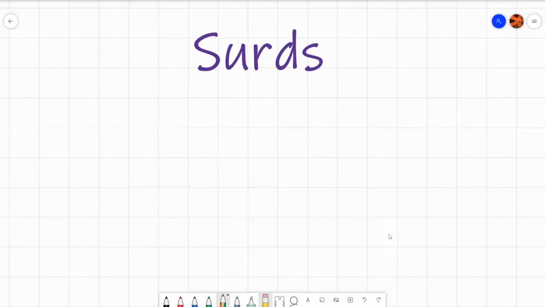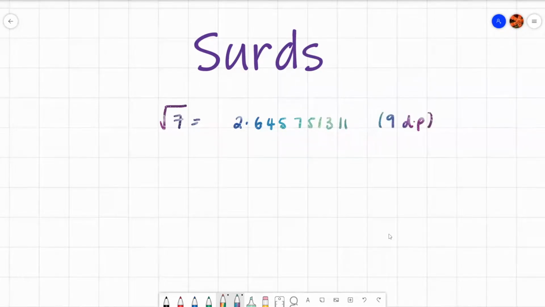Hi everyone, today's lesson will be on surds and we will be looking at what surds are, simplifying surds and expanding brackets using surds. Okay, so square root of 7 is a surd because on your calculator when you do the square root of 7 you end up with 2.645751311. I'm just going to write that down to 9 decimal places. That is a surd. So a surd is a square root that would give you a horrible decimal answer.